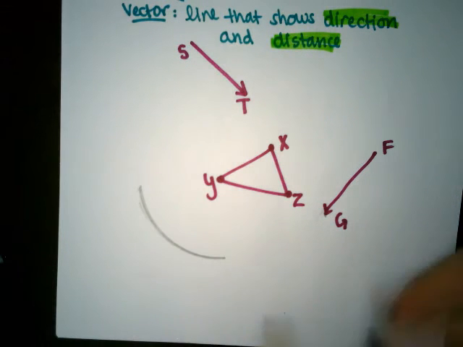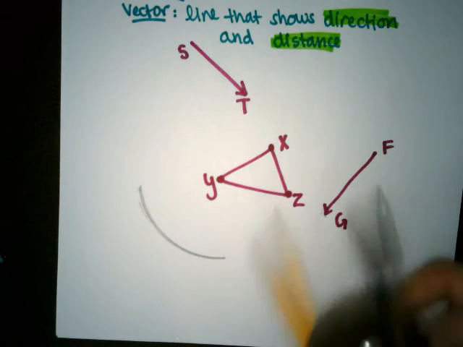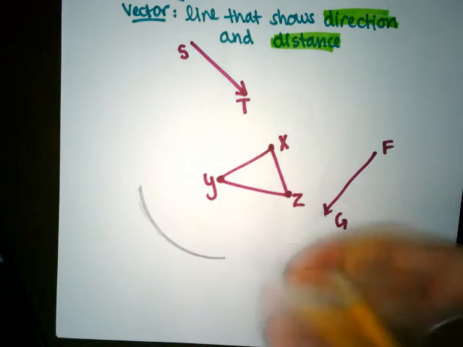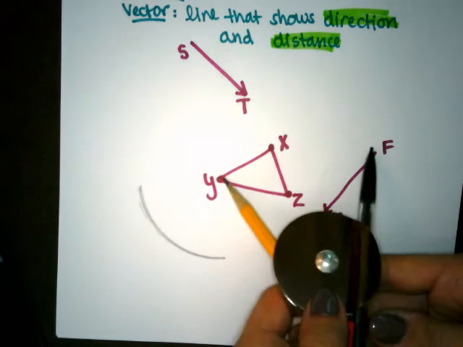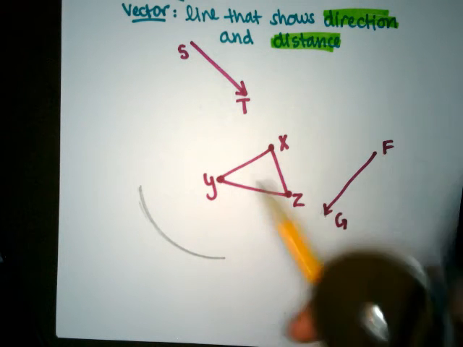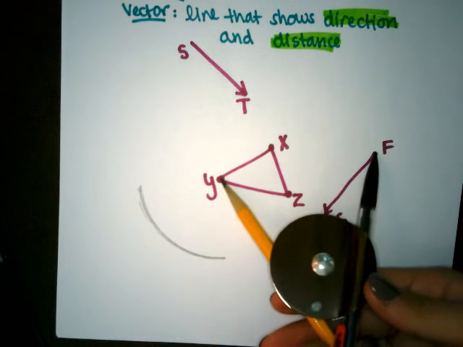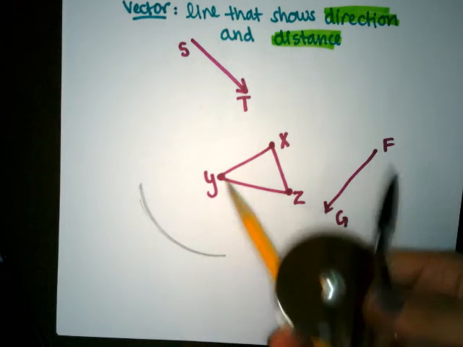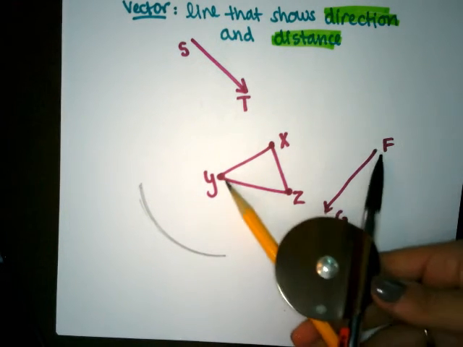Okay, then I'm going to measure between the top of my vector and Y. So I'm going to measure and set my compass to the distance between F and Y. What'd you say? Yes, you're on the right track. Okay, so it's the distance between F and Y now.